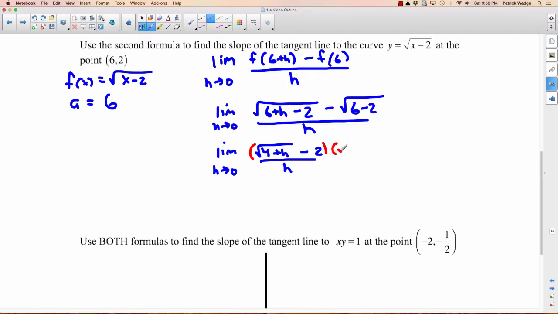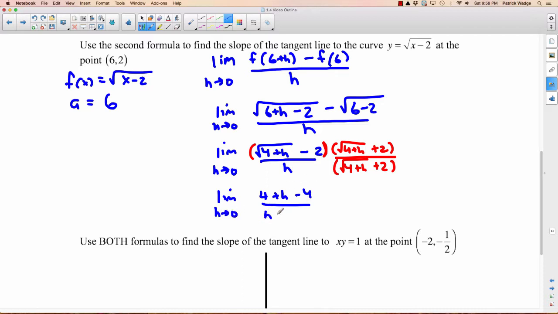So you multiply by the square root of 4 plus h, plus 2. And what you do to the top, you have to do to the bottom. So multiply by the square root of 4 plus h, plus 2. Here we go. We multiply the square root of 4 plus h times the square root of 4 plus h, which equals 4 plus h. Then the next two terms cancel, and then you go negative 2 times positive 2, which is negative 4. Of course, we still have our limit as h approaches 0. On the bottom, just leave it. So we have h, and then this bit, the square root of 4 plus h, plus 2.